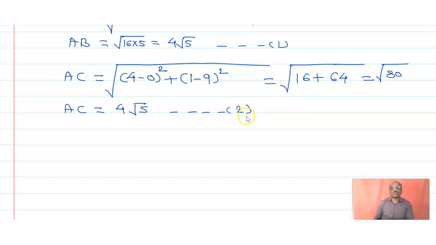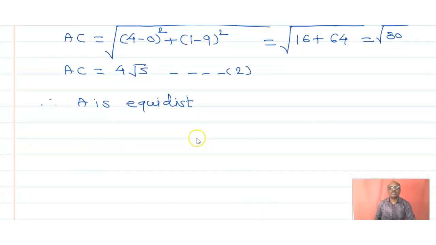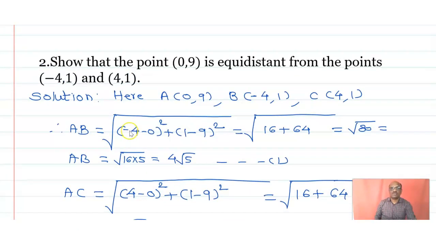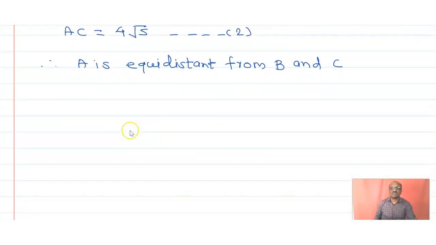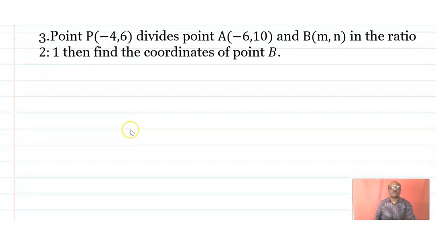and therefore A is equidistant from B and C. From B and C. Okay, you can see this. We solve this problem with the distance formula.